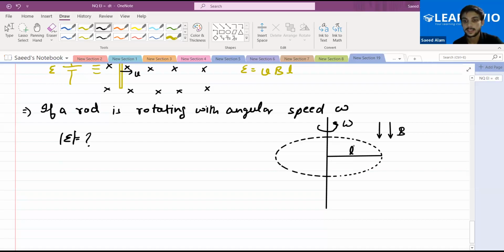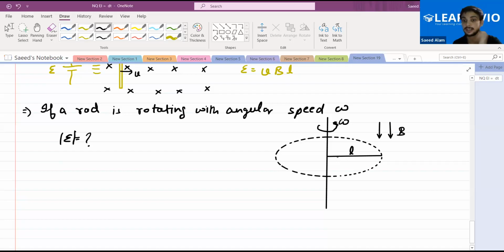Over here, every point is not rotating with the velocity v. Every point on this rod is moving with some different velocity, but the angular velocity is the same. Do you agree that the linear velocity is not the same? This point marked over here will be moving a little slower compared to the point at the extreme end, because both points cover a distance of 2 pi r in the same time.